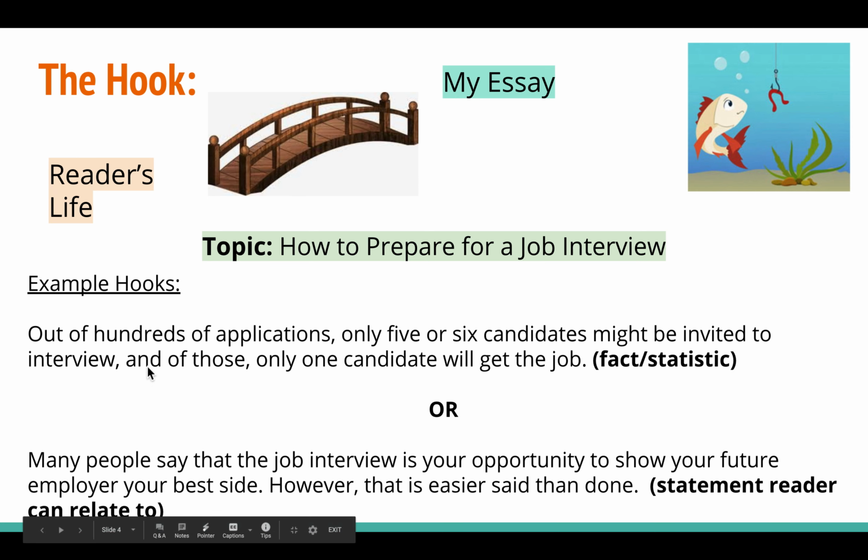So either one of these would be an effective hook. There are many ways to write a hook, right? But a fact or statistic or a statement the reader can relate to are two strategies for thinking about how to write your hook.